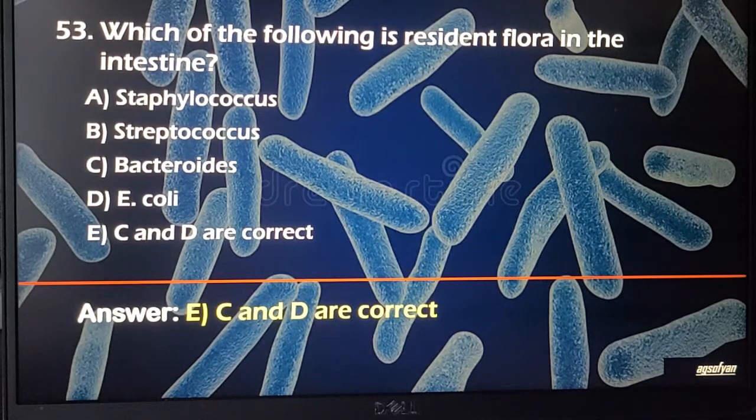So Bacteroides and E. coli, these two bacteria, live in our intestine. E. coli means bacteria that live in the colon. Colon is large intestine. Staphylococcus is on the skin. Streptococcus also mainly lives on the skin.